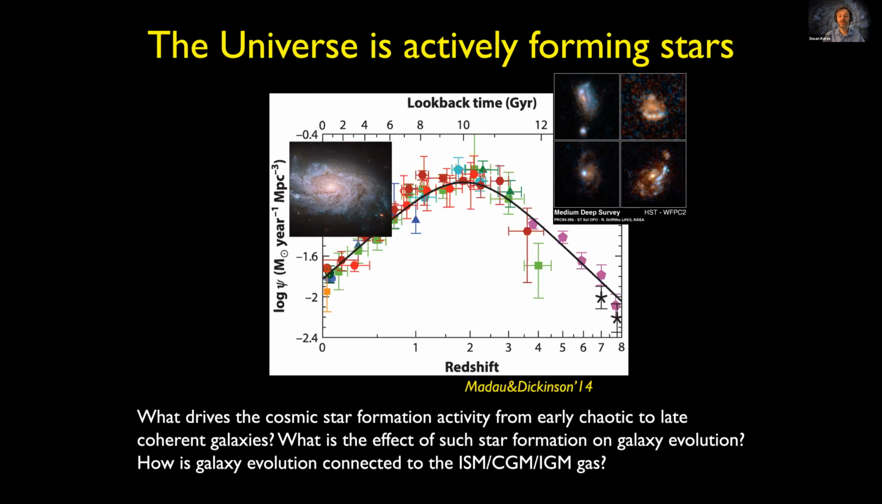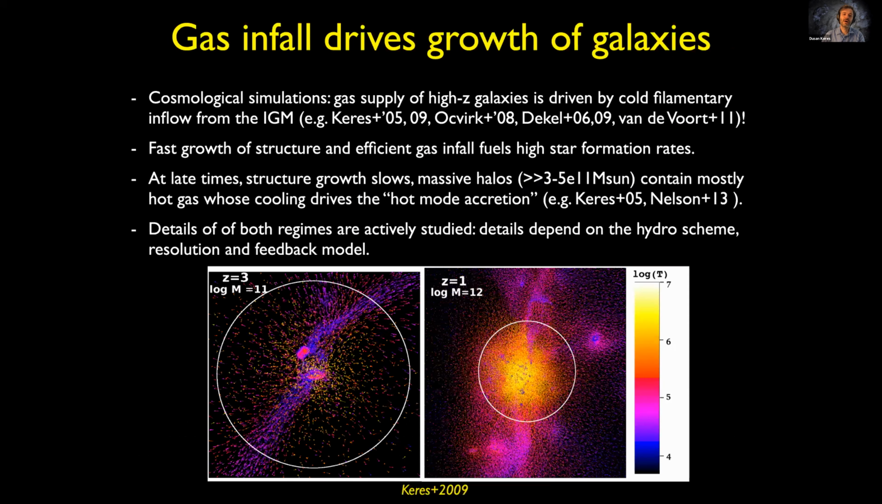So the question I would like to answer is what happened with star formation activity? Why is it changing from much more rapid to slower? And what happened to galaxies? Why are they so much calmer than they used to be? And how is all this connected to what's going on with the gas in the intergalactic medium? So for a while, I personally, but also the field, focused on what drives the growth of galaxies.